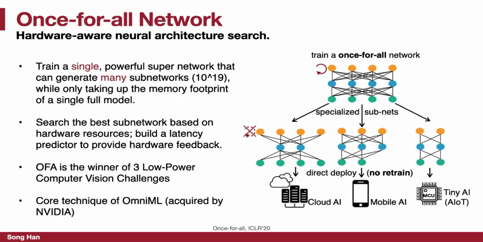Different from pruning and quantization, which compress an existing model, this technique can actually design an efficient and compact model to start with, and amortize the search cost by training this once-for-all model, and then have different specialized models depending on the model constraints and the hardware constraints. For example, if you have a lot of resources, like in the cloud, we can run a larger subnetwork. On the right-hand side, if you only have a microcontroller, we can run a tiny model. This is achieved by a once-for-all model, which is the winner of 3 low-power computer vision challenges, and is also the core technique of OmniML, a startup acquired by NVIDIA. Now NVIDIA has also enabled once-for-all networks for large language models.